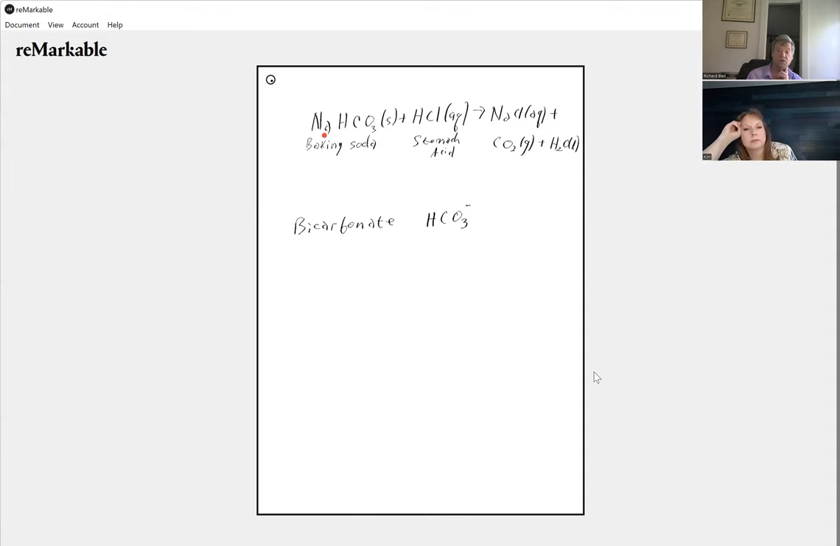We have one sodium on the reactant side and one sodium on the product side. This is not balanced. We have one hydrogen on the reactant side and two on the product side. So we need a two in front of this. And if we need a two in front of this, sodium is no longer balanced. So we're gonna need a two here. Oh, I am wrong. I am wrong.